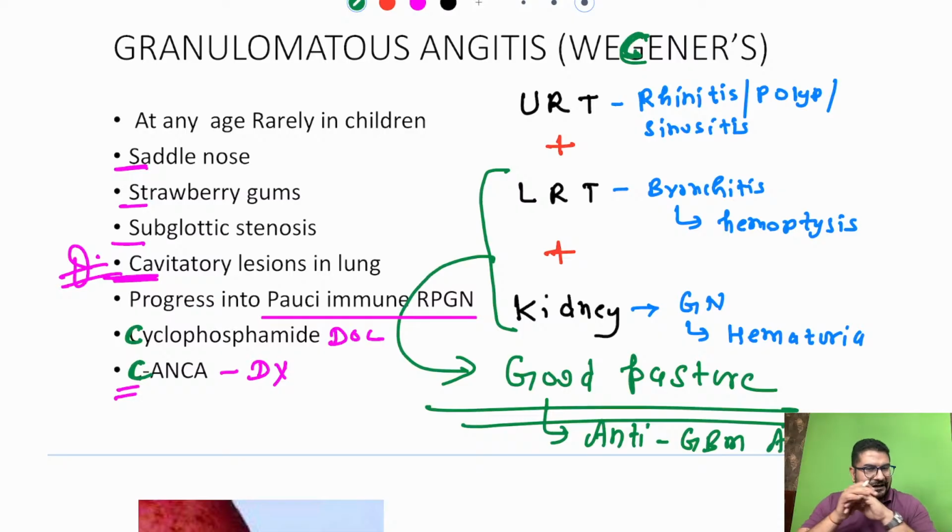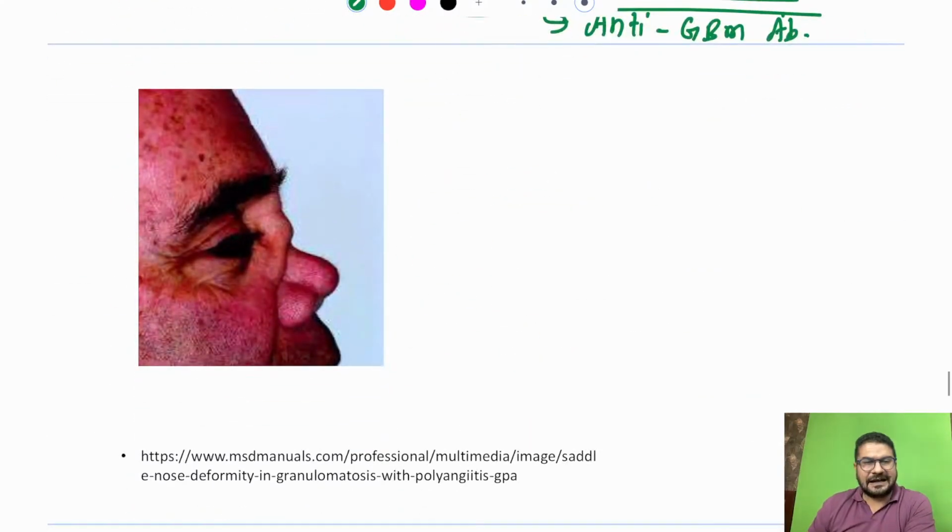So याद रखना, Wegener's and Goodpasture both will have LRT and kidney involvement. तो आप कैसे डिफरेंशिएट करोगे? Upper respiratory tract involvement, very very important. This is a saddle nose. You can see a depression in the nose which we see in Wegener's.